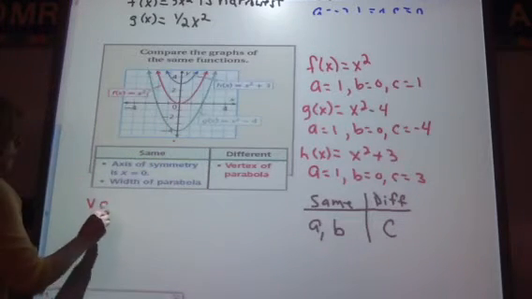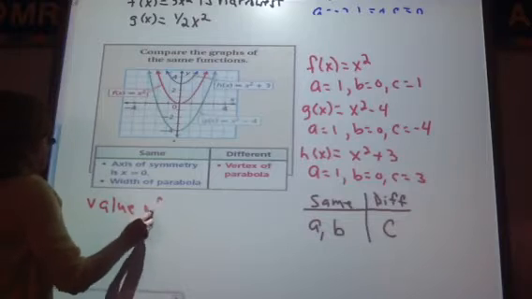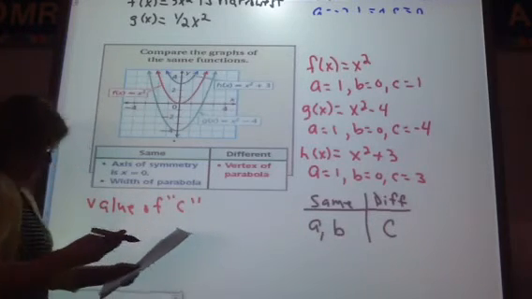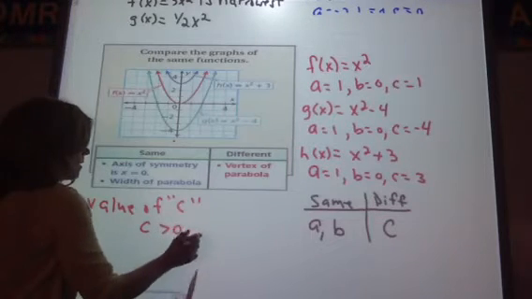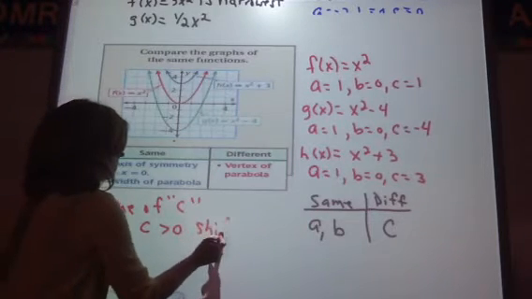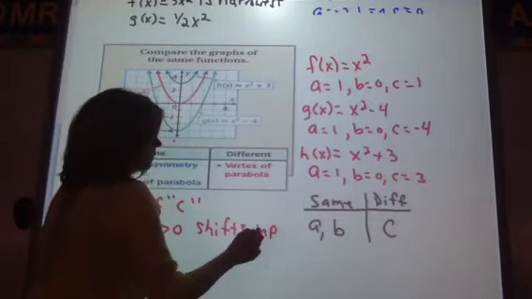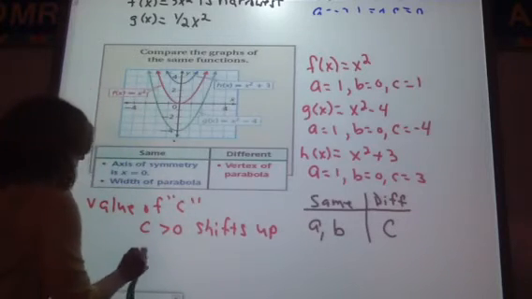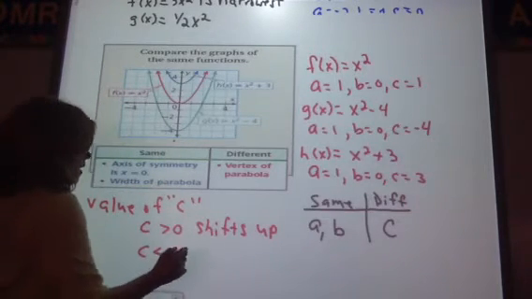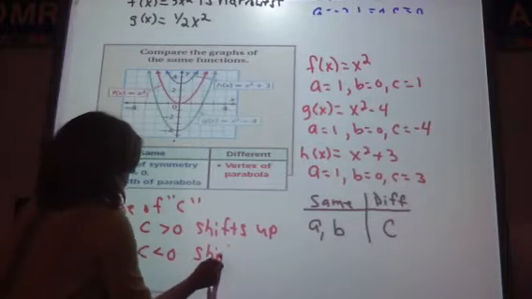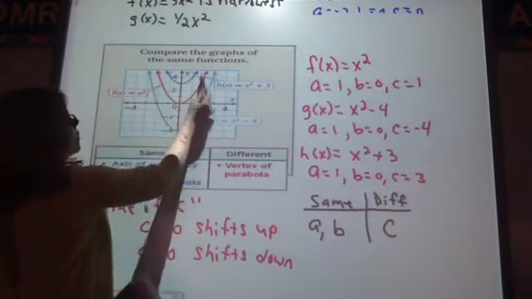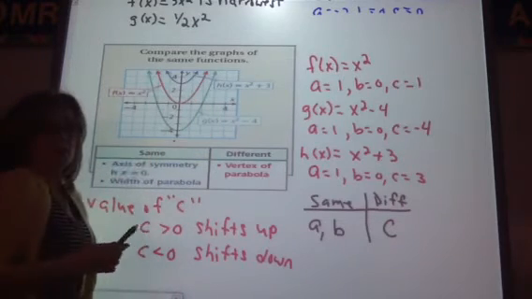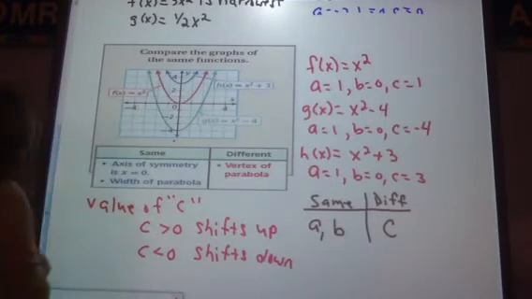So with that said, the value of C: if C is greater than 0, it shifts up, which is a translation. If C is less than 0, it shifts down. And you always start with the parent function, with the origin at 0, 0. Okay? So let's apply this.